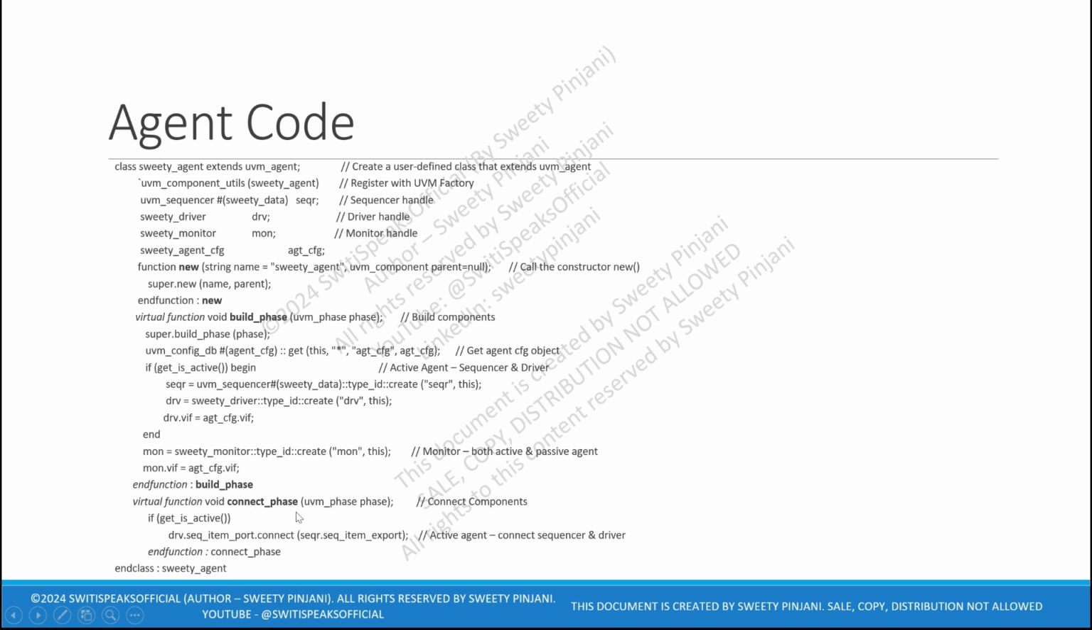Next will be your connect phase where you need to connect the components. If your agent is active, you will connect the sequence item port of your driver to the sequence item export of your sequencer. This is the end of the connect phase and this is your agent class. I hope this code was very simple to understand. I explained you each and every line in detail. Try to code this by yourself, understand each and every line and code this by yourself. Then agent will be very clear in your mind.